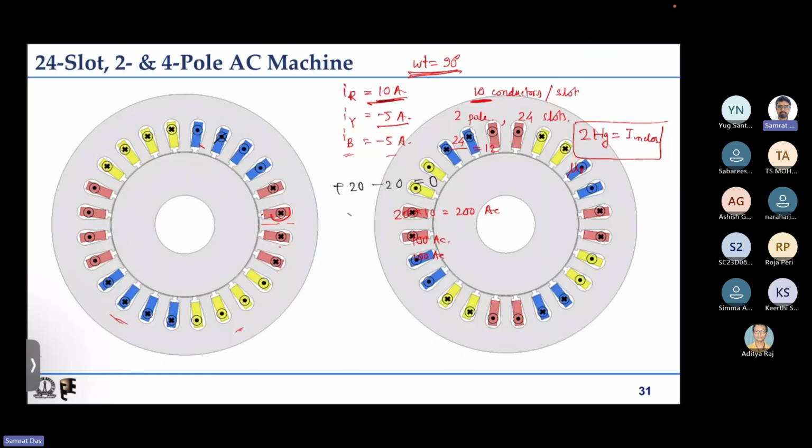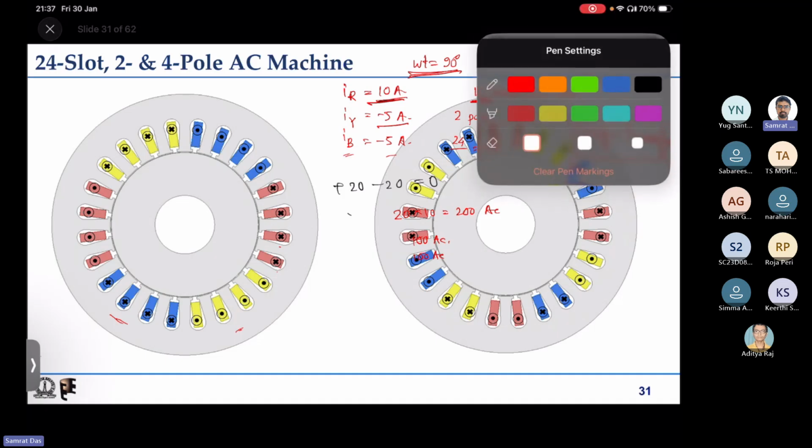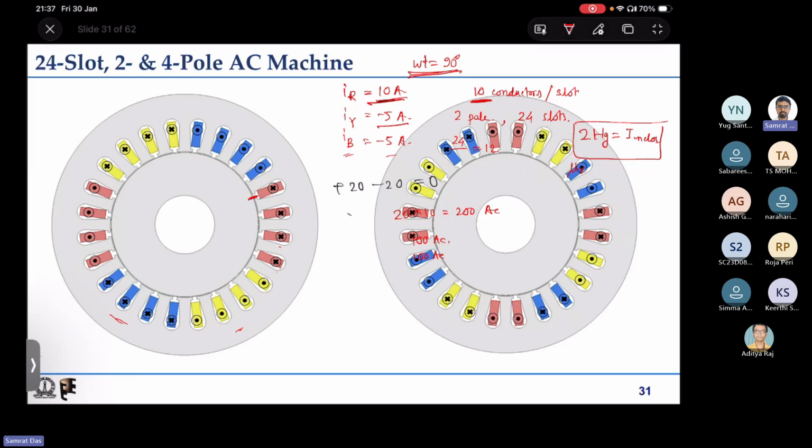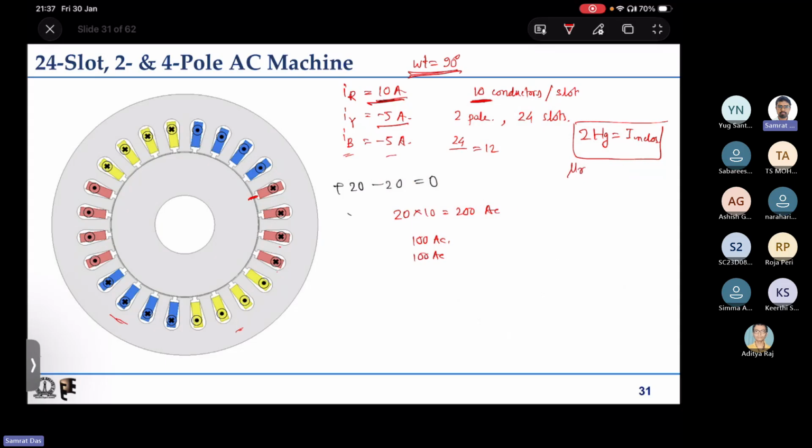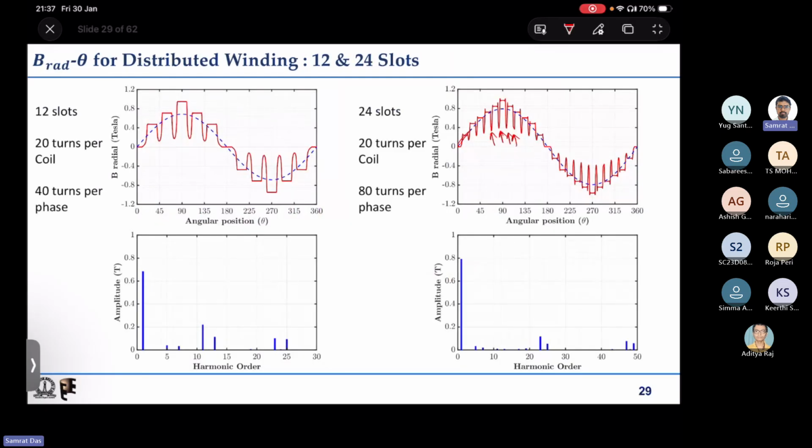Under the tooth, the air gap is uniform, but in the slot opening regions, the air gap is higher. That is why the effective reluctance in those regions is also higher, which is resulting in the downward notches in the B distribution that we saw earlier.